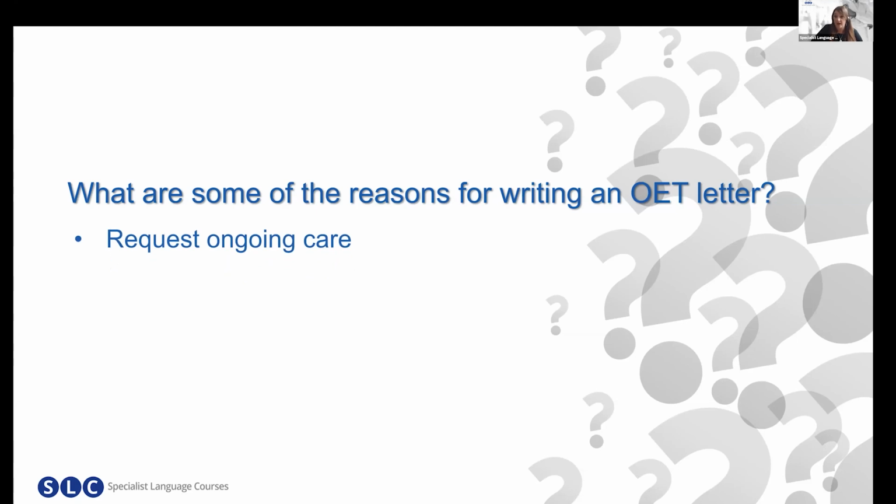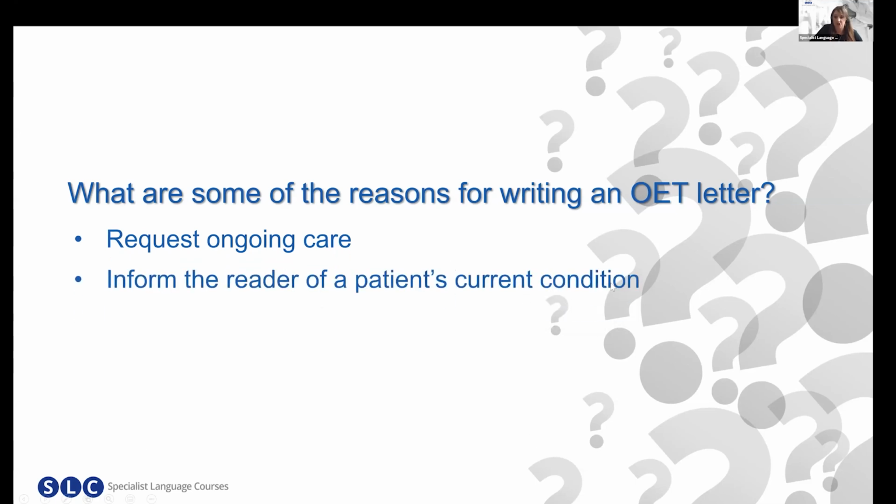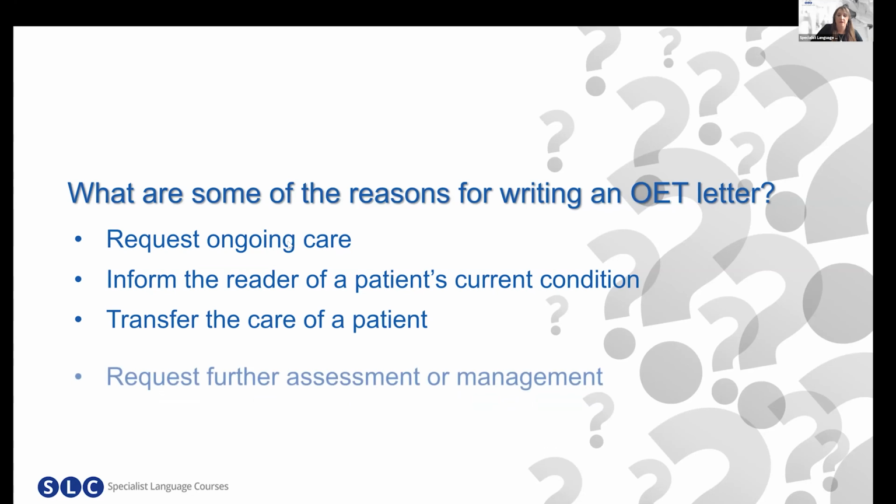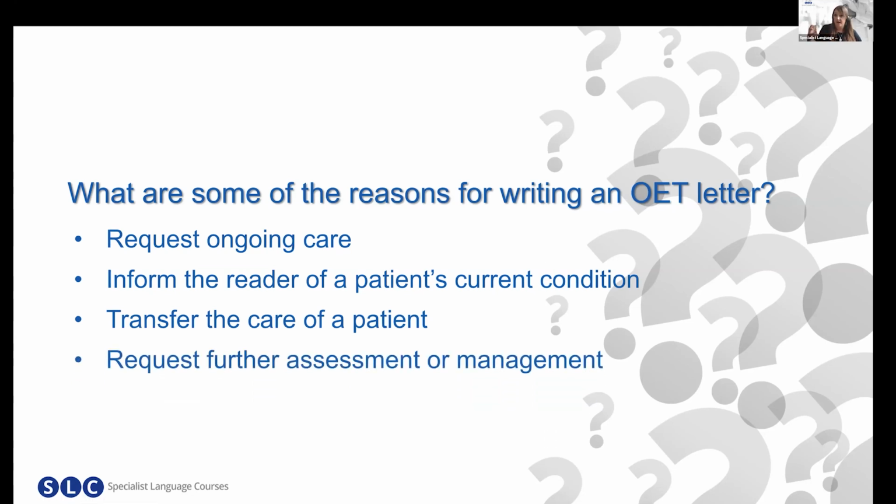So to request ongoing care, this is quite a broad reason and is likely to come up a lot, particularly in OET nursing, to inform the reader of the patient's current condition. So this may apply to a lot of different reasons for writing, but can also come up quite frequently in OET medicine if a patient has had in-hospital treatment and is being discharged. You might transfer the care of the patient, so transferring to another healthcare professional, perhaps another healthcare authority, perhaps a patient is moving from one city to another, or to request further assessment or management, particularly common in OET medicine. You may also perhaps have hospital admission as well, so you're transferring temporary care of the patient to hospital.